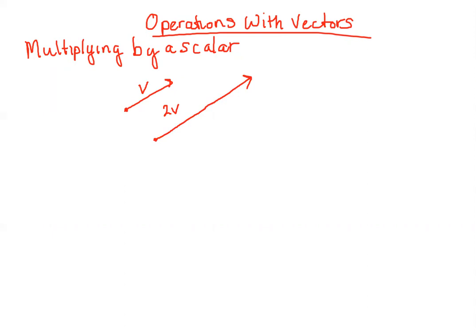If we multiplied v times a half, then it would be v in the exact same direction, but it's only half as long. And if we happen to multiply v times -1 to get negative v, then it's the exact same magnitude, but the direction is backwards. It goes in the opposite direction if you multiply by a negative number. Okay, that is multiplying by a scalar.